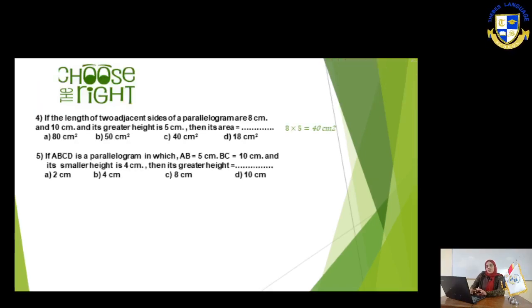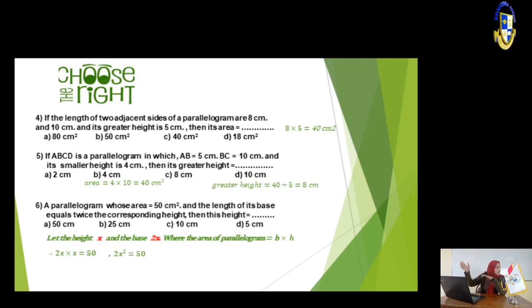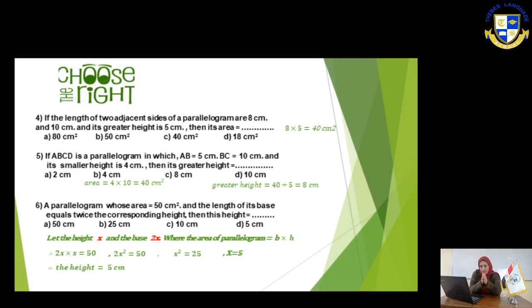Number 4: the lengths of two adjacent sides of a parallelogram are 8 and 10. Imagine we have a parallelogram with two sides 8 and 10, and the greater height here is 5, then its area equals 8 times 5 equals 40 centimeters squared. Number 5: if ABCD is a parallelogram in which AB equals 5, BC equals 10 and its smaller height is 4 centimeters, then what is the greater height? At the beginning we calculate the area of the parallelogram: 4 times 10 equals 40. Then to get the greater height, divide 40 by 5, which equals 8 centimeters.